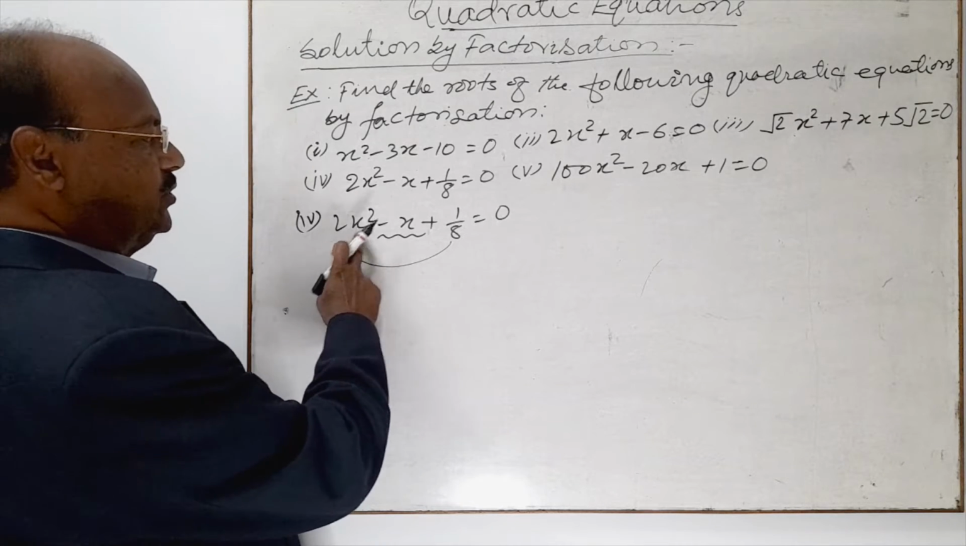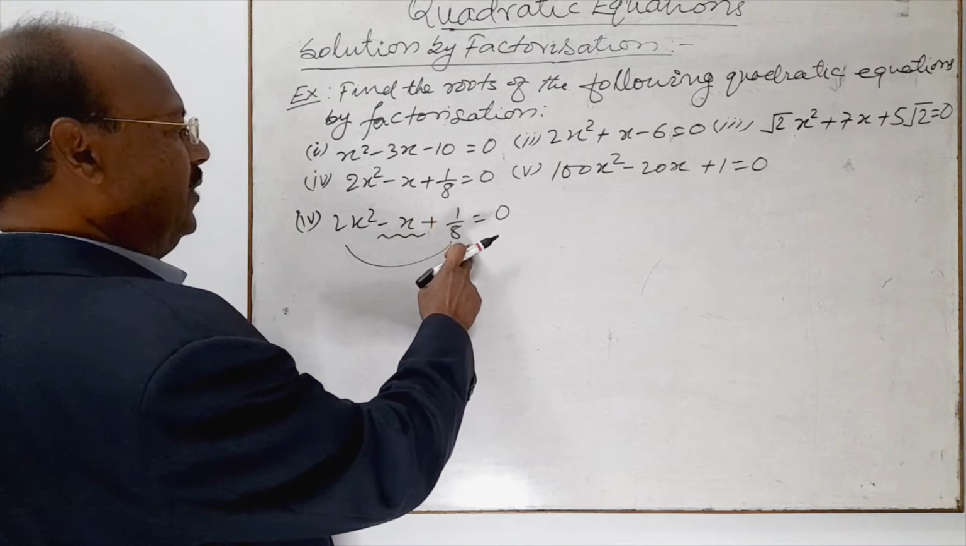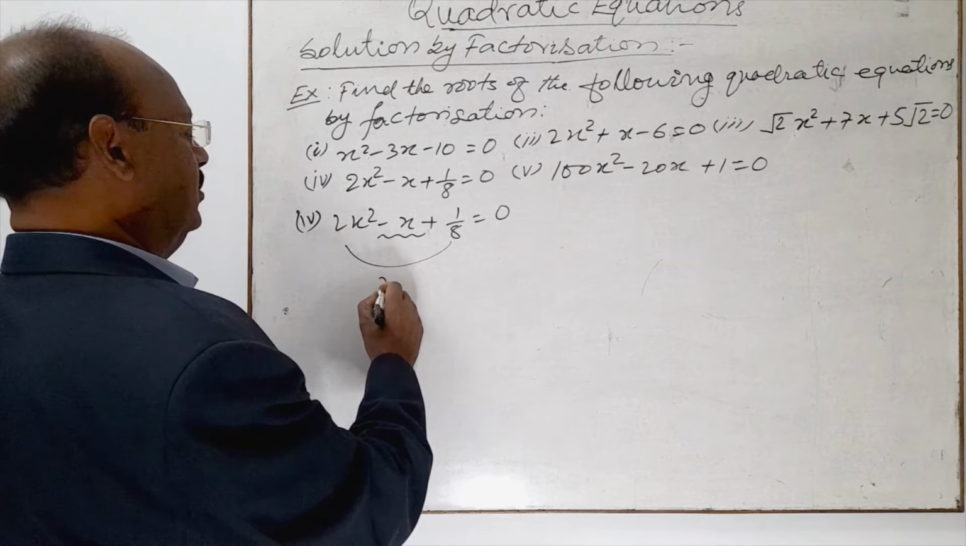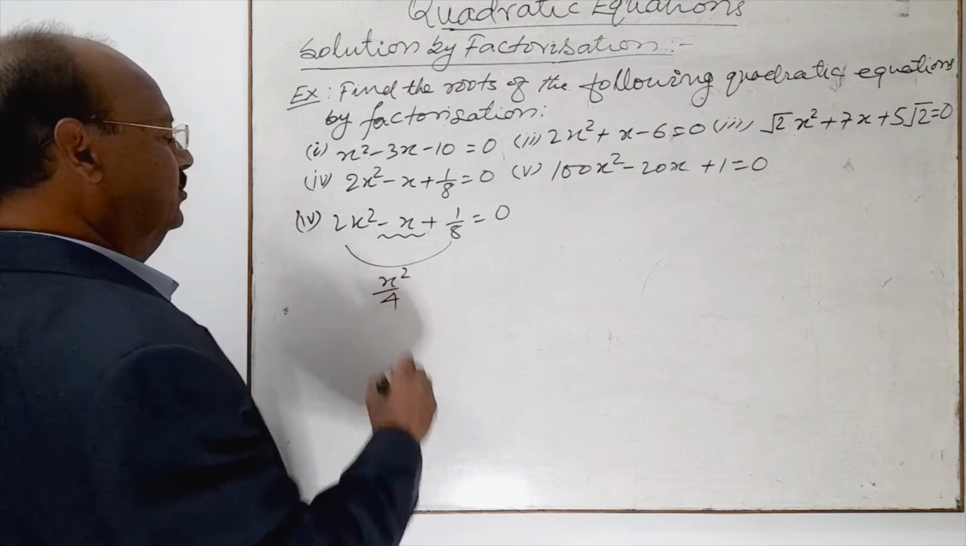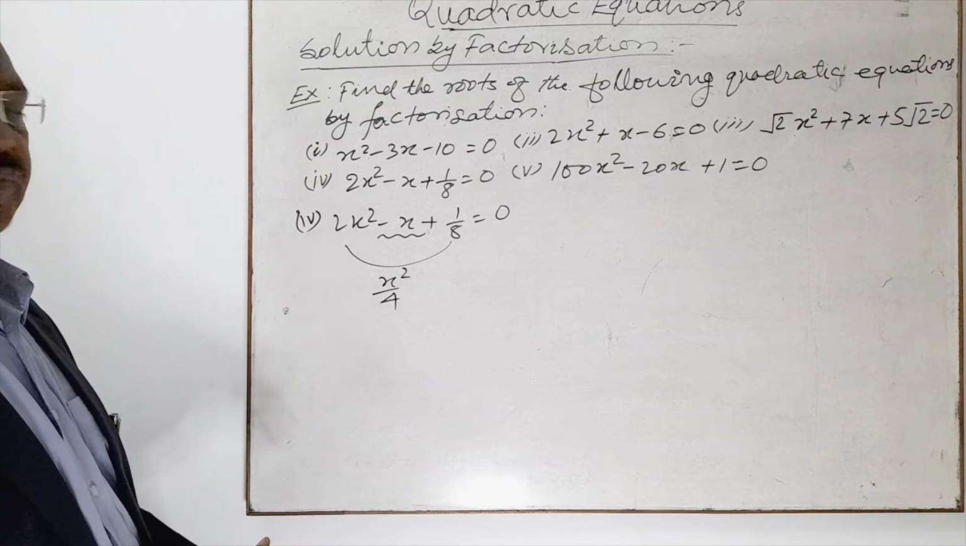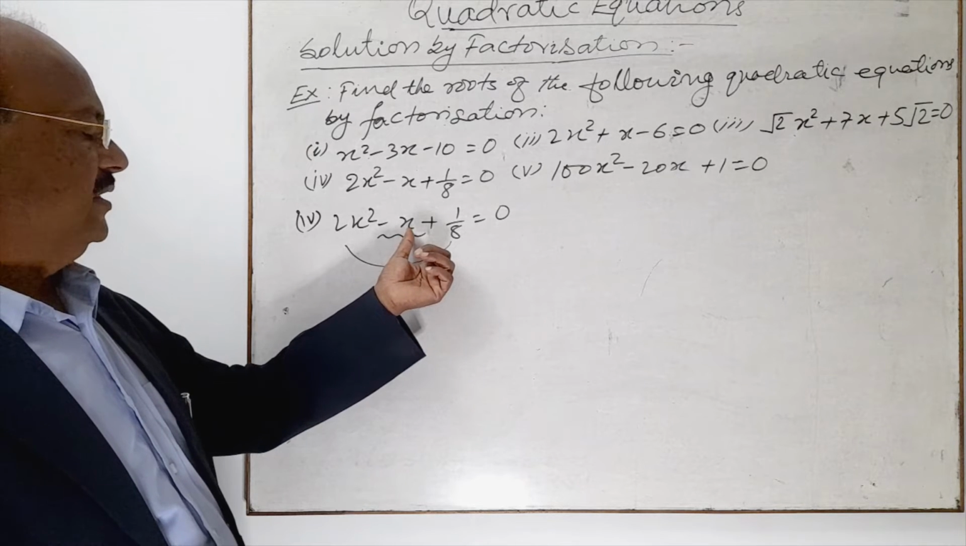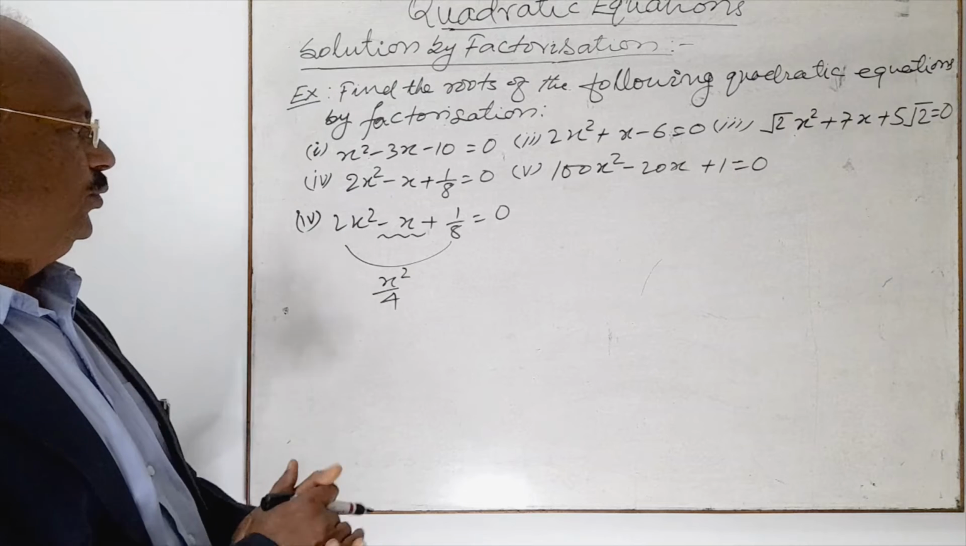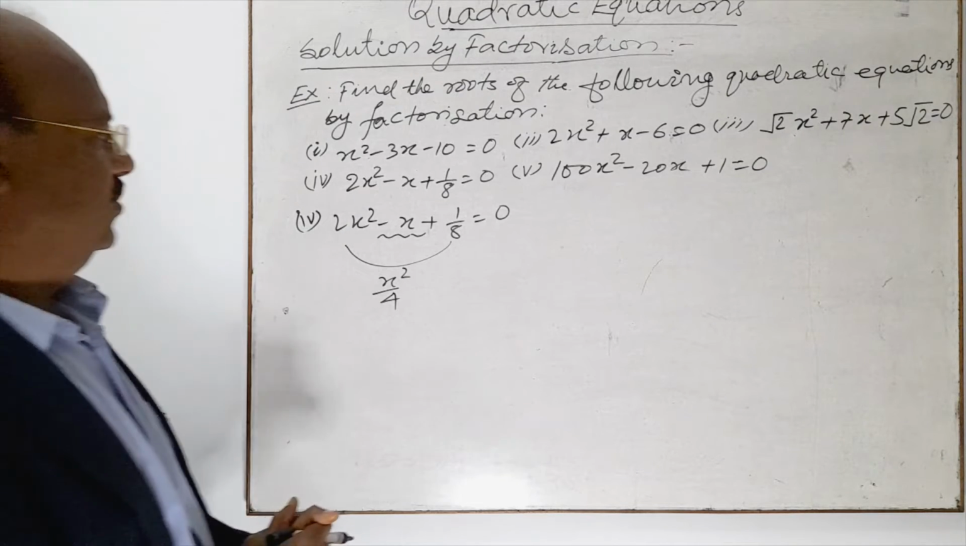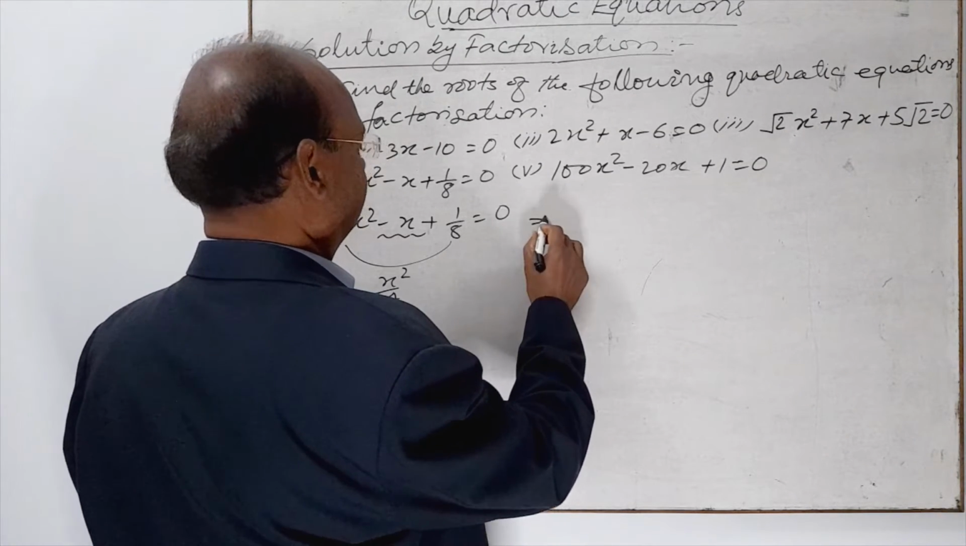I mean 2x square into 1 by 8 is equal to how much? This will be x square by 4. Correct? So now we will try to break up this minus x into two parts. So let us try for that.